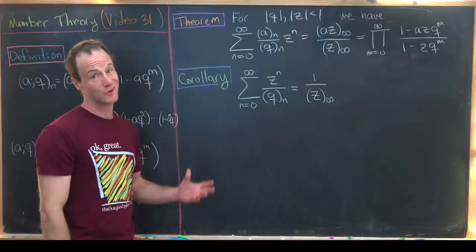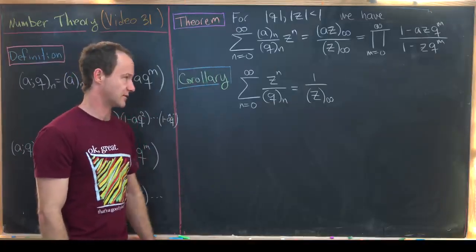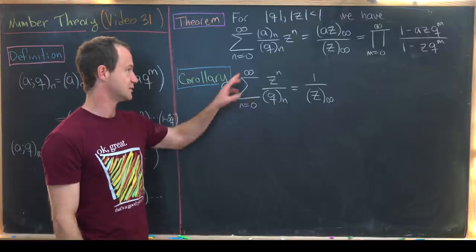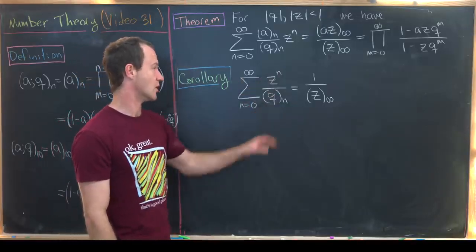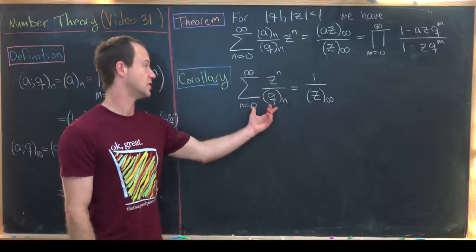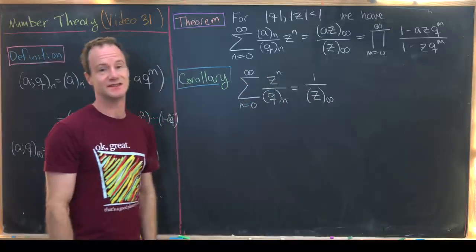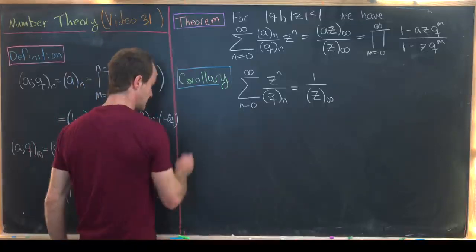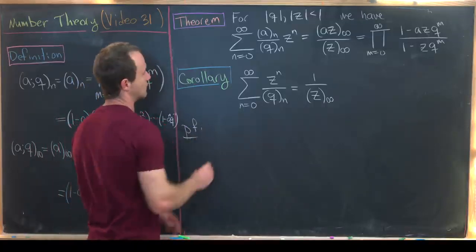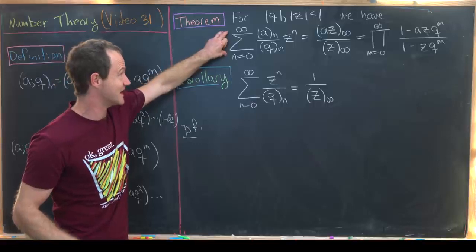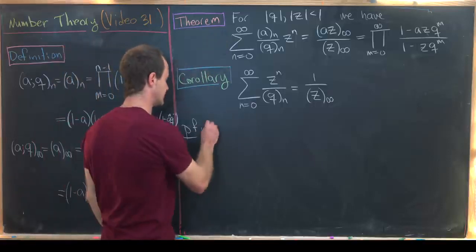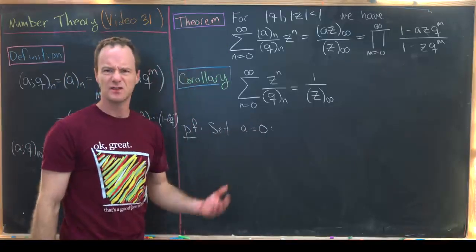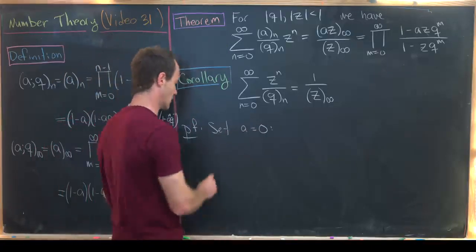Okay, so let's look at a really quick corollary of this big theorem that we just proved. And that is the sum as n goes from 0 to infinity of z to the n over the Pochhammer symbol q_n is just 1 over z_infinity. So let's see how this proof might go. It's actually quite simple. What we'll do is take this big theorem that we just proved, and set a equal to 0. So let's just get a feel for why that works.